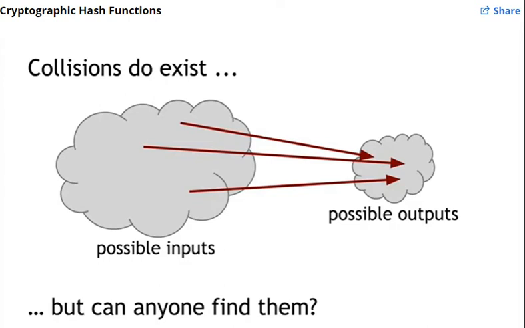I said before, nobody can find a collision, and that's the key question. We know collisions exist. The question is, are there any collisions that are findable by regular people using regular computers?